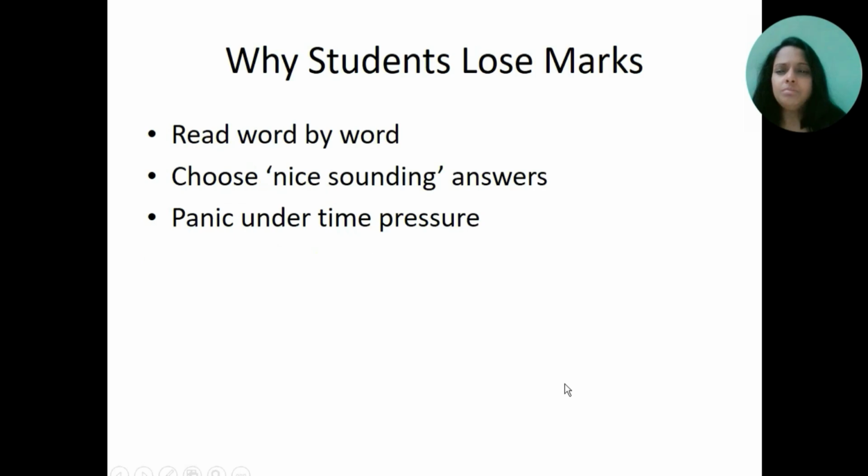Okay? And let me tell you what actually happens and why students lose marks. Students read word by word. They read very slowly and they try to understand everything. And suddenly they get panicked. Or worse, they choose an option that sounds correct. But in OET, the correct answer is not the one that sounds nice. It is the one that matches the text exactly.